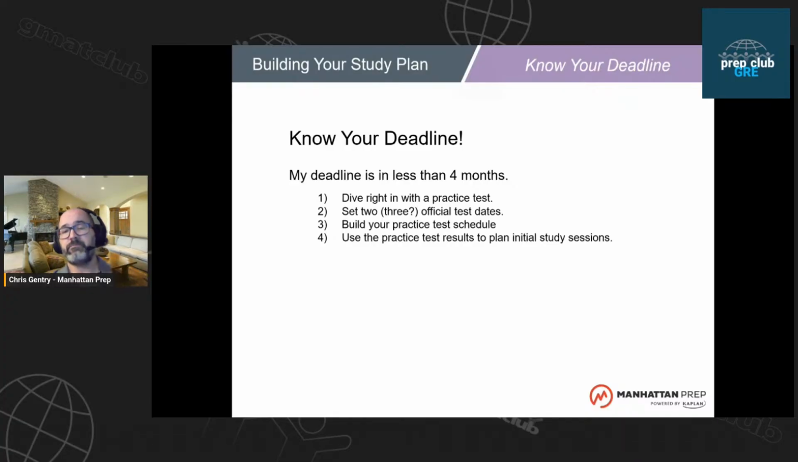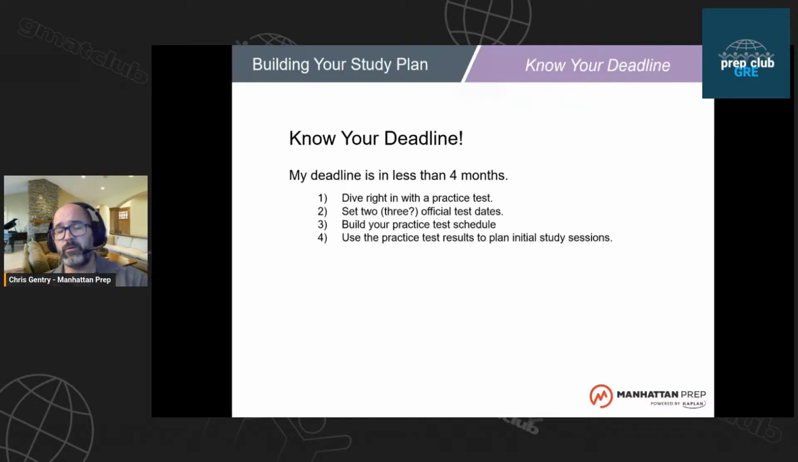Set 2 or 3 official test dates, definitely 2 if you can. 3 is better. This is where that 21-day number is so important. Know your deadline. And what I would recommend is walk a week, maybe 10 days back from your deadline. Set your last official test a week to 10 days away from your deadline.